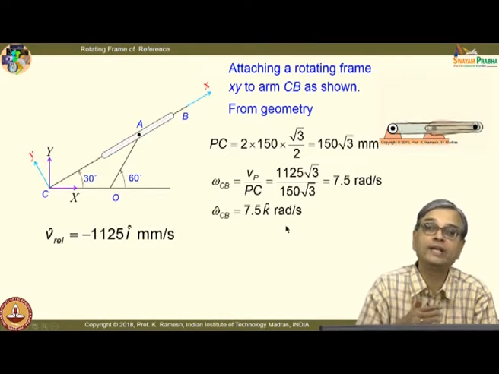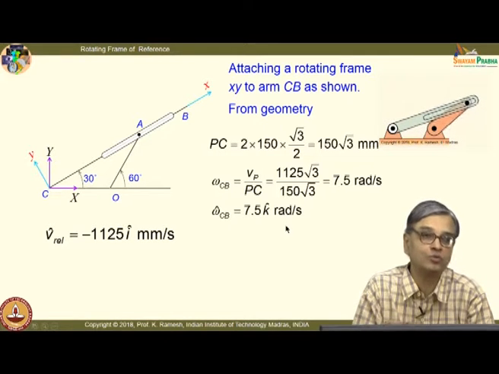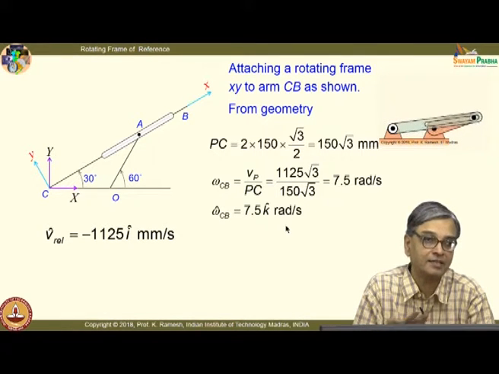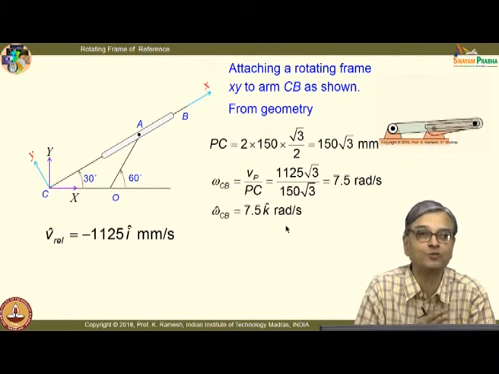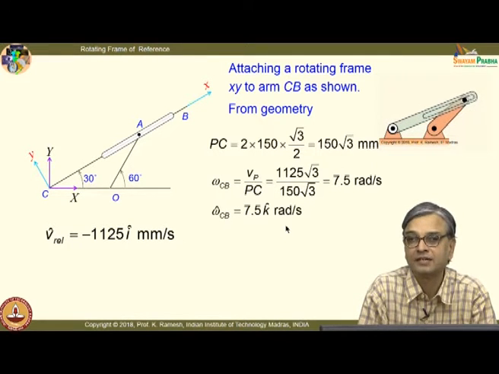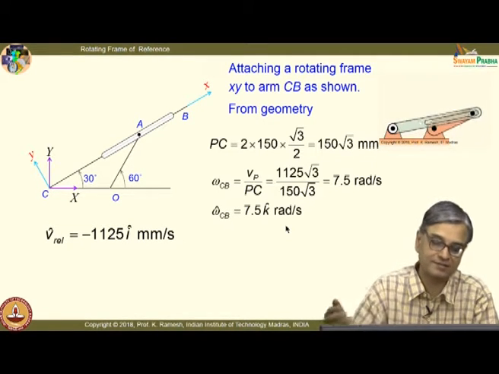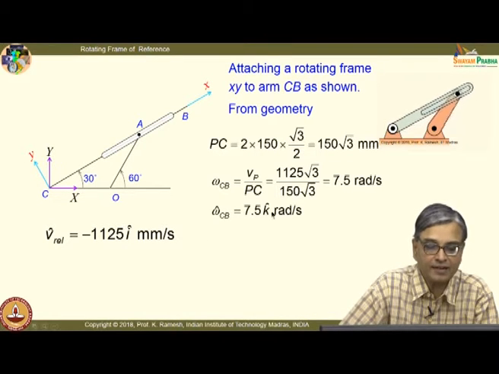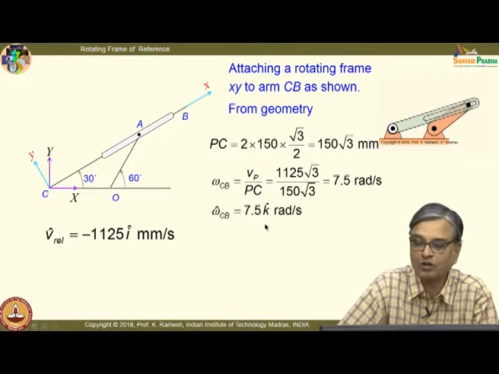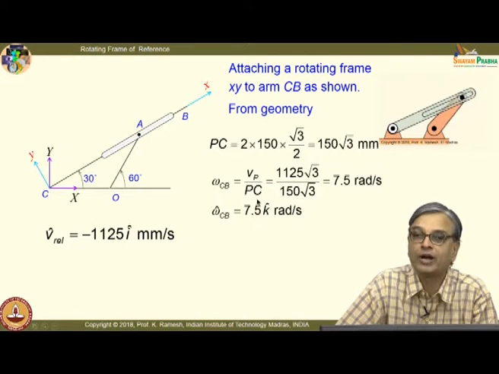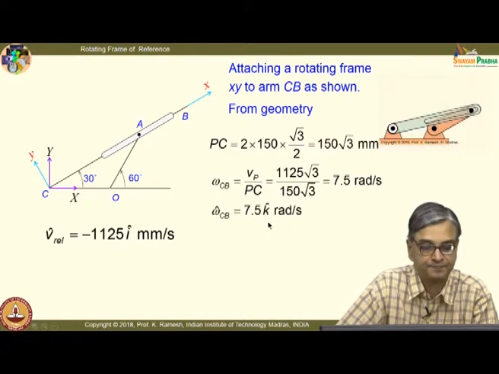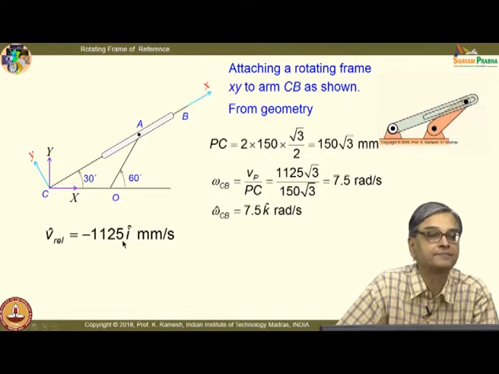So, it is a child's play to get the angular velocity of this. Even before doing it like this, you already had a clue in the problem statement. You had theta and 2 theta. The problem statement was very clear. If you observe all this, it has to be only like this. So, I get the angular velocity of the slotted member as 7.5 k and VREL is minus 1125 i.